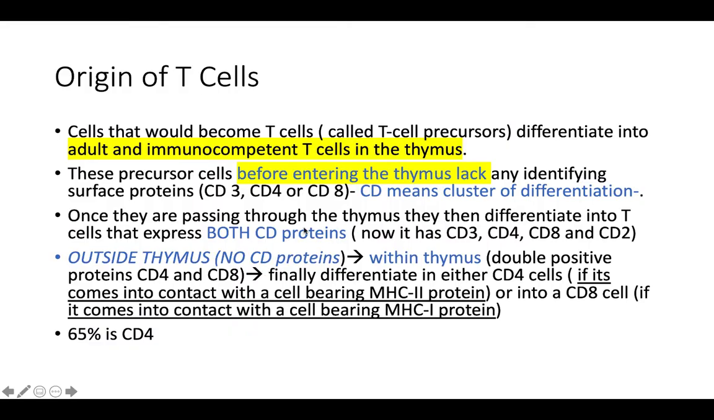هلا قبل ما يدخلوا الثايمس، يعني outside the thymus، طلعوا من البون رايحين على الثايمس، ما عندهم ولا CD protein. دخلوا على الثايمس بصيروا double positive، they are CD4 and CD8 positive، طبعا عندهم 2 و 3. Then they finally differentiate either into a CD4 cell if it comes into contact with cells bearing MHC2 protein, or a CD8 cell if it comes in contact with cells bearing MHC1. 65% is CD4.